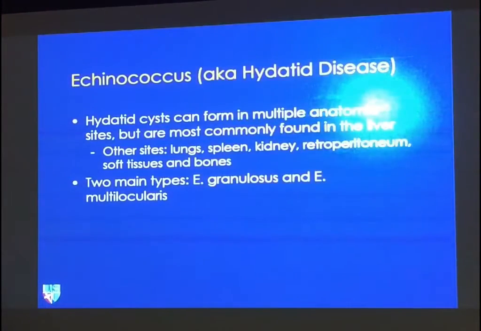They can affect multiple different anatomic sites, but are most commonly found in the liver. Other sites, and many of these I'll show you, are the lungs, the spleen, the kidney, the retroperitoneum, separate from a specific organ, and they can affect soft tissues and bones. There are 2 main organisms, either granulosus or multilocularis. The most common one we'll run into is granulosus, and that's what I just showed you.